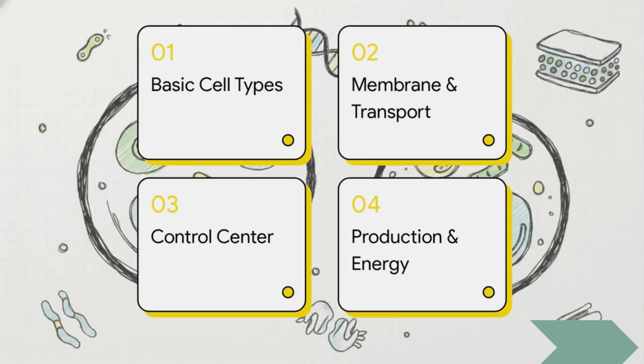Okay, here's our roadmap for today. Number 1, we'll look at basic cell types. Number 2, membrane and transport. Number 3, the control center, which is the nucleus. And finally, number 4, production and energy. Let's get right into it.